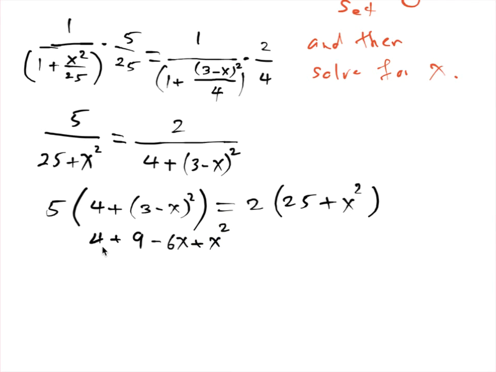And then 4 plus 9, you can write as 13, multiplied by 5. 5 times 13 is 65, minus 5 times 6x is 30x, plus 5x squared. And on the right, I have 2 times 25, which is 50, plus 2x squared.